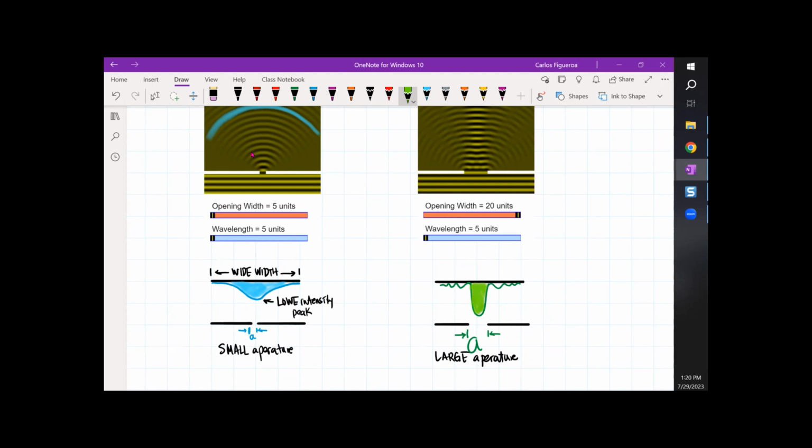So what you're seeing in this situation is that we have this. I look at this here, and I see that this is a narrow width. And another thing that you see is that the peak here has a higher intensity peak.